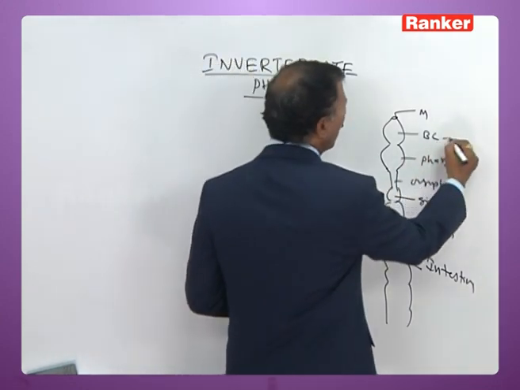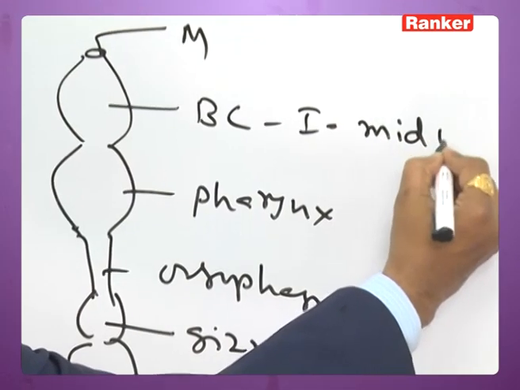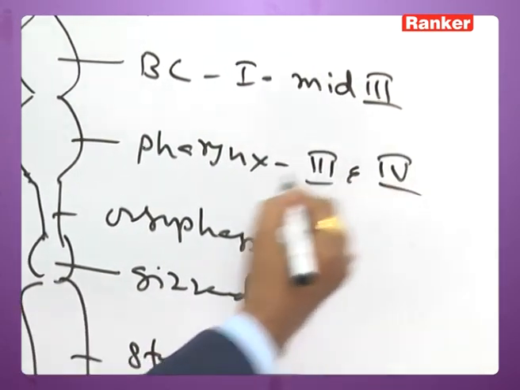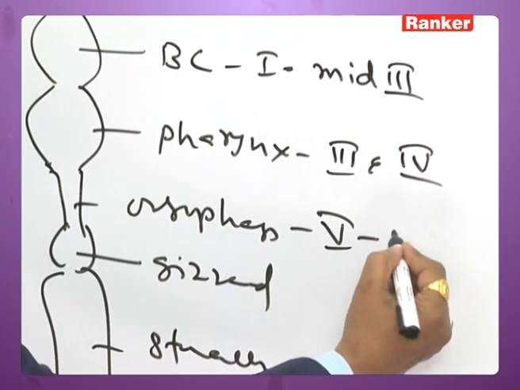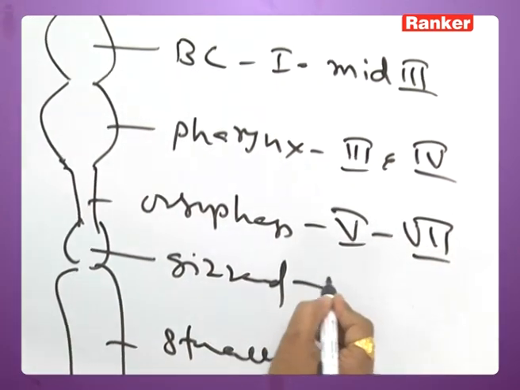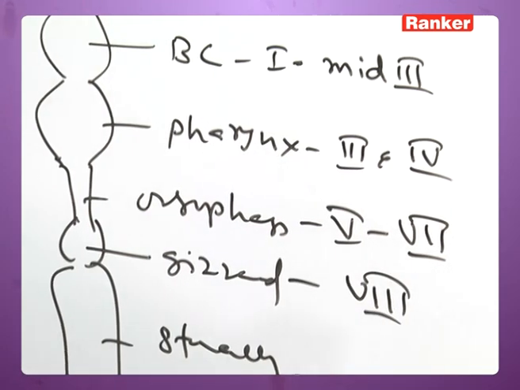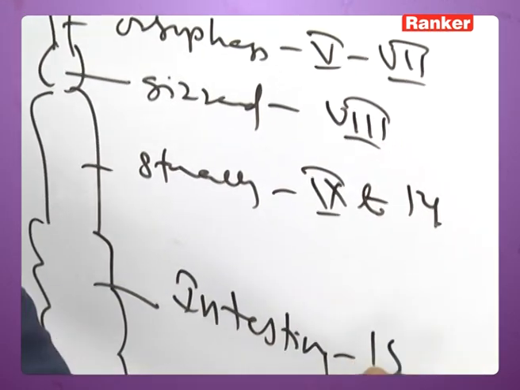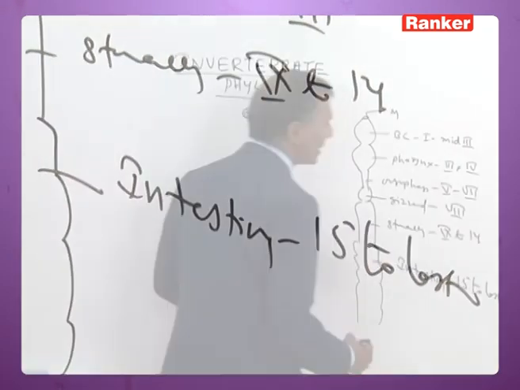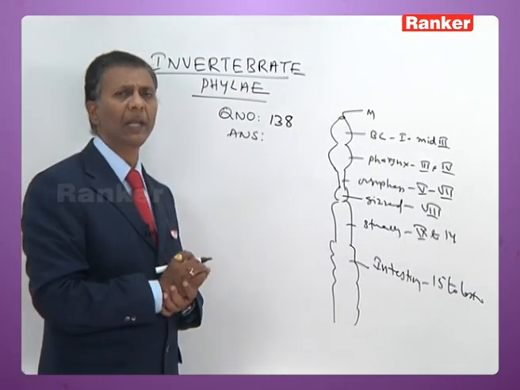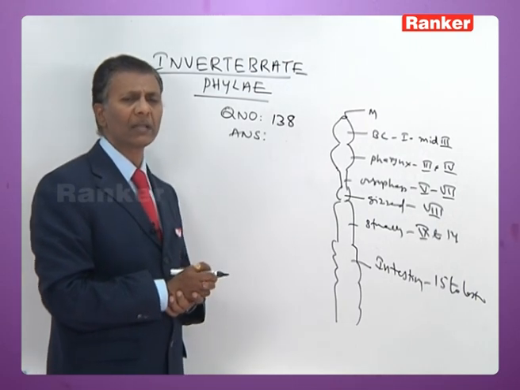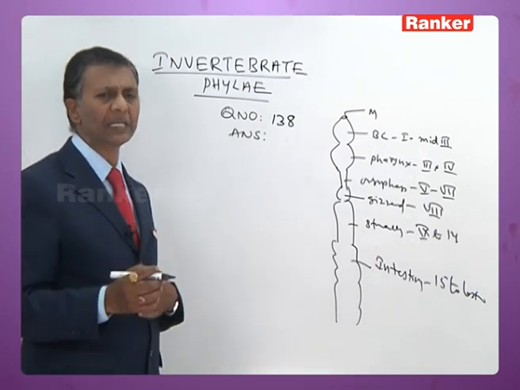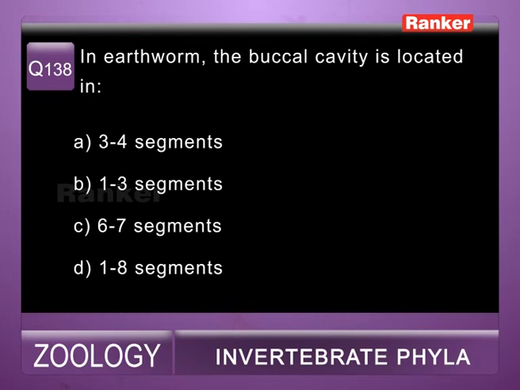Buccal cavity is present from first segment to middle of third segment. Pharynx is present in third and fourth segment. Esophagus is from fifth to seventh segment. Gizzard is in eighth segment. Stomach is from ninth to 14th segment. Intestine is from 15th to last segment. So these are the various parts of the alimentary canal in earthworm. The 138th question is asking about buccal cavity, which is located from first to mid of third segment. That is B, the correct answer.